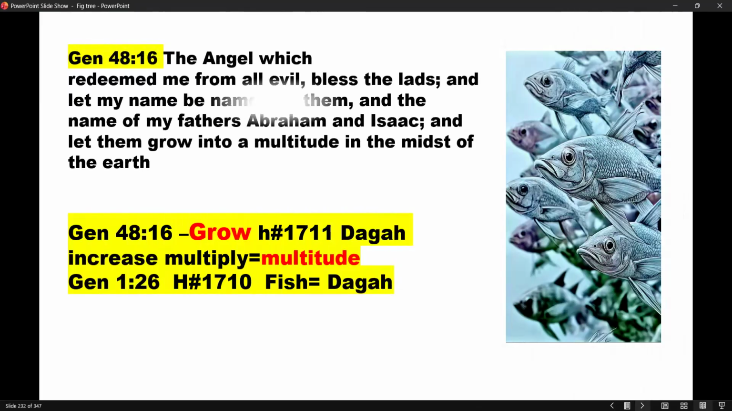Now, Genesis 48:16: "The angel which redeemed me from all evil, bless the lads, and let my name be named on them, and the name of my fathers Abraham and Isaac, and let them grow into a multitude in the midst of the earth." So Genesis 48:16, grow equals H1711, dagah, increase, multiply, or the word multitude, right? Genesis 1:26 gives us H1710, fish, dagah also. So let them grow as fish, or the multitude.